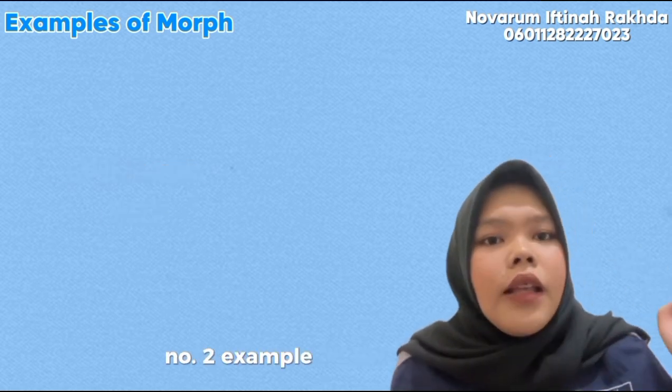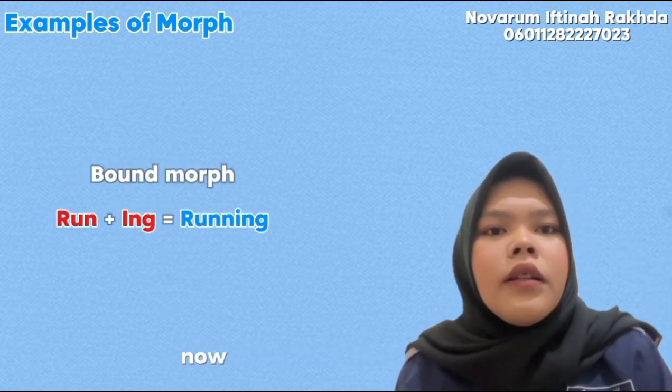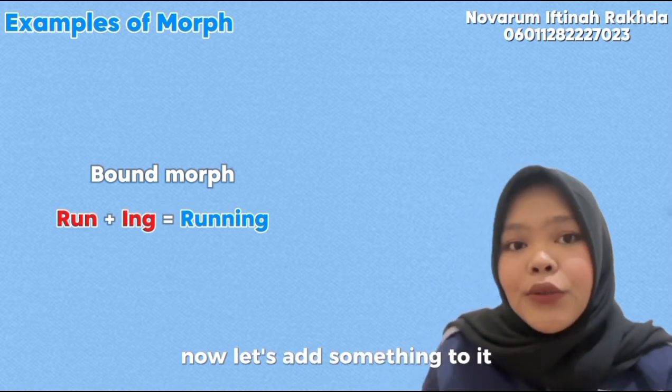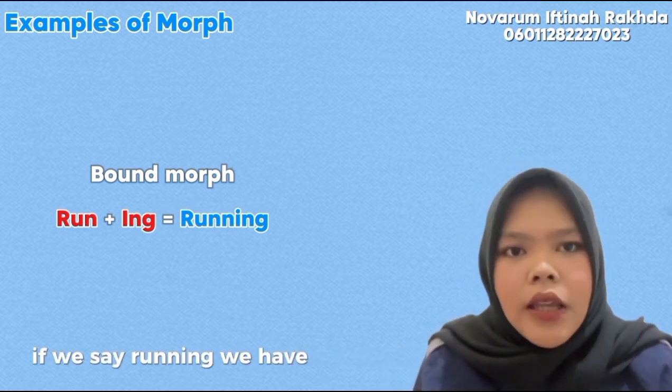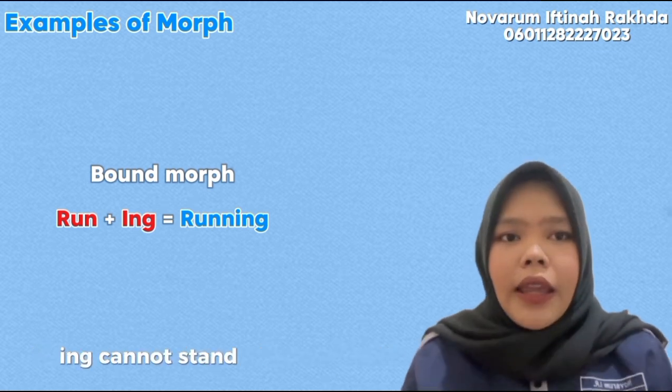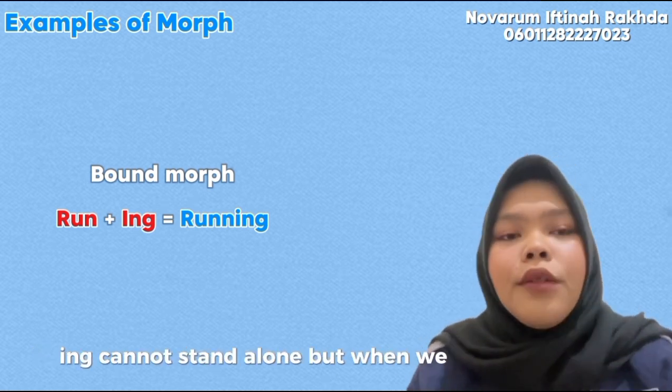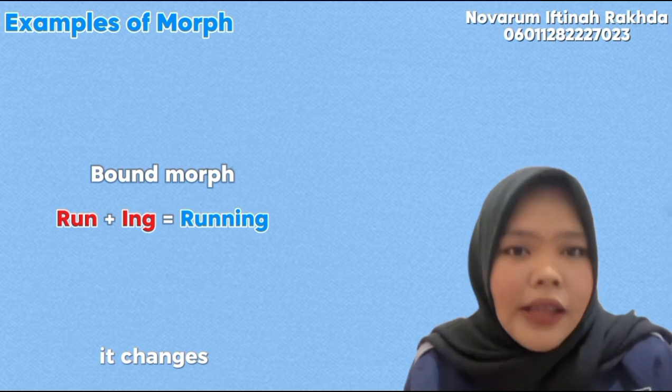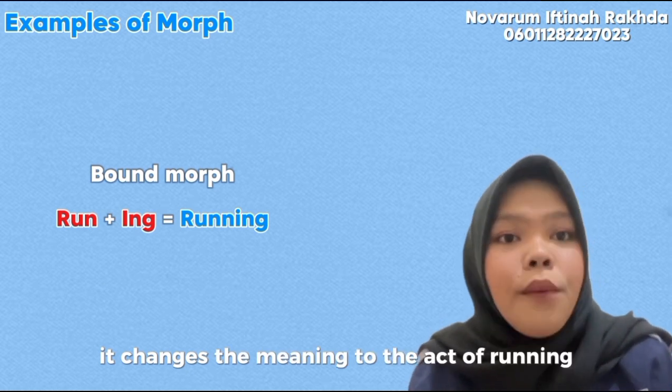Number two, example of bound morphs. Now, let's add something to it. If we say running, we have added -ing. This is a bound morph. -Ing cannot stand alone, but when we attach it to run, it changes the meaning to the act of running.